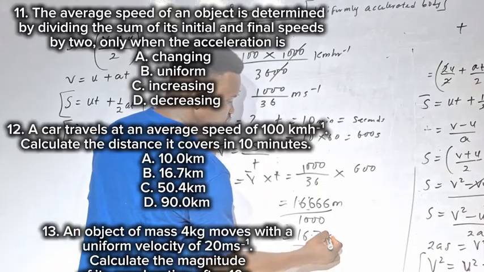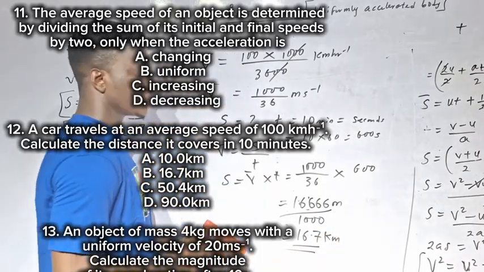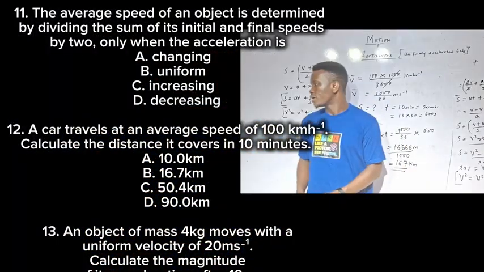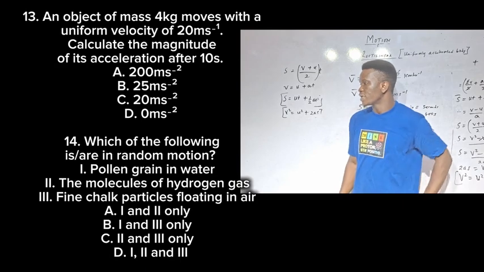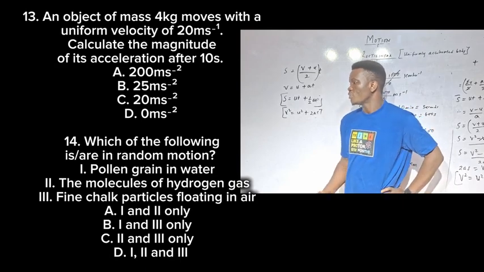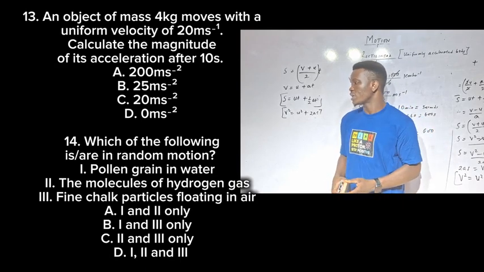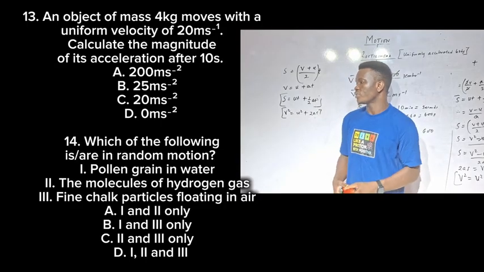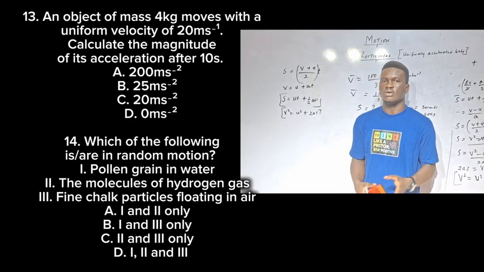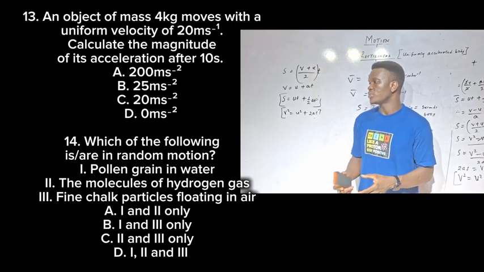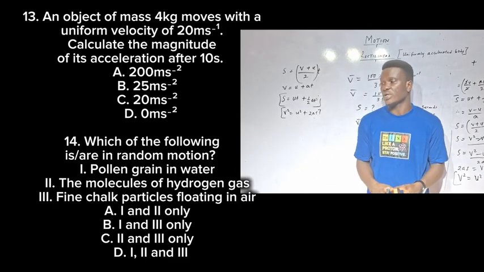So this is 16.7 kilometer. So that's the answer. So now, number 13. An object of mass 4 kilogram moves with a uniform velocity of 20 meters per second. Calculate the magnitude of its acceleration after 10 seconds. So please do that for me. Let me see what your answer is and leave it in the comment section.